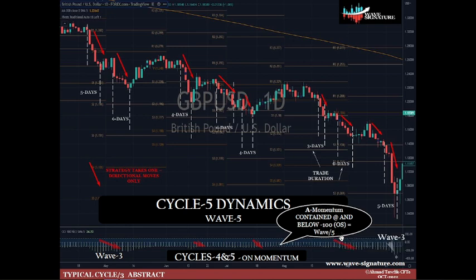So we're relating to oversold levels, OS. And this defines wave 5. Again, when momentum is contained at and below minus 100, it's shown here. It is still trending bearish, but of lesser intensity, and this is qualified as a wave 5.